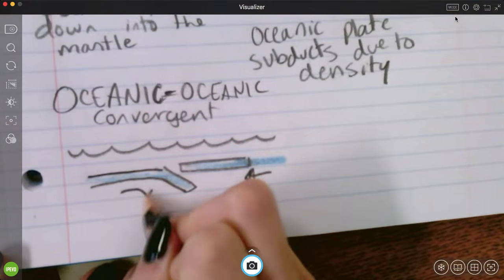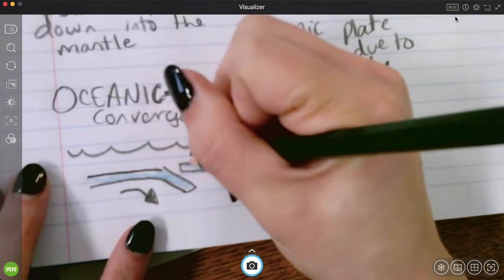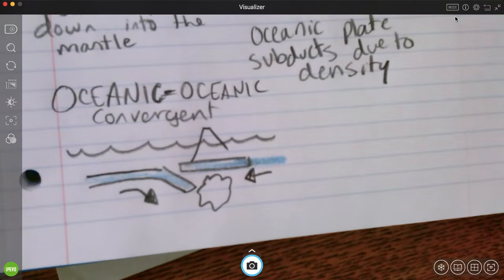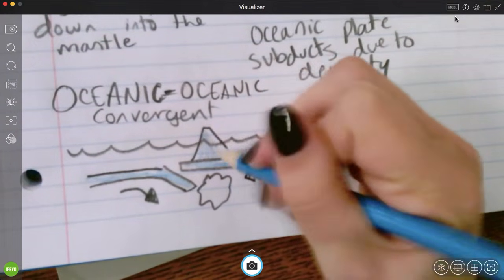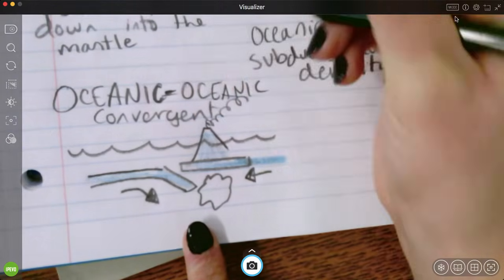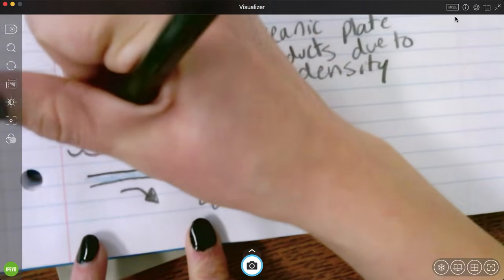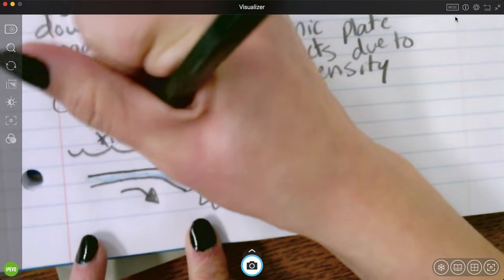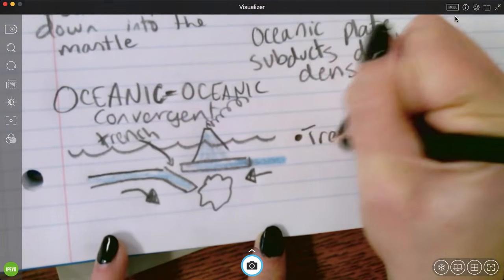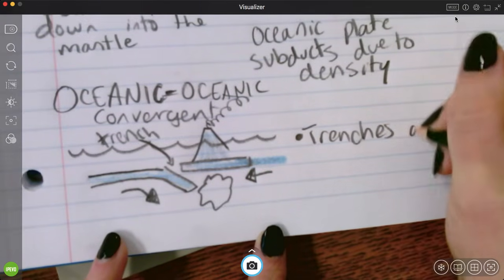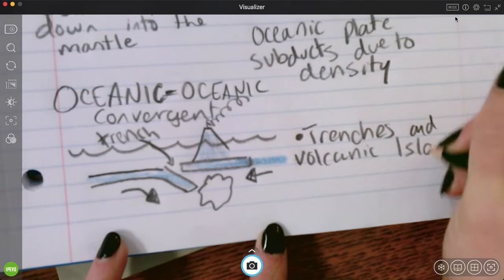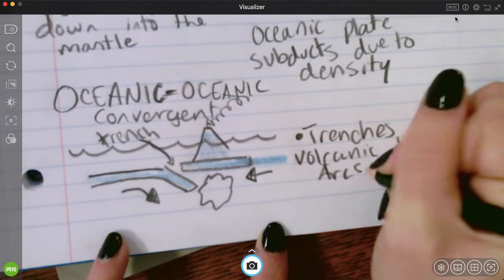I'm going to draw my little arrows. All right. This plate is going to melt. The subducting plate melts. It forms a volcano, but this is not on a continent. All right. I still have a trench, just like I did with the other one. So I'm going to make trenches and volcanic island arcs.